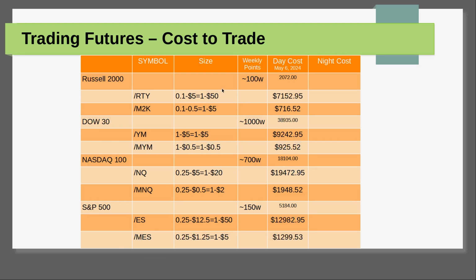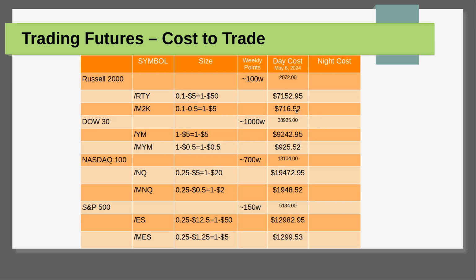On the Russell, a 1-point move on the mini is $50. A 1-point move on the Russell on the micro is 1/10 of that of the mini, so it's $5. And that's where you, as a small trader, if you are just beginning to learn how to trade, can start, if you have the money in your account to allow you to trade them.